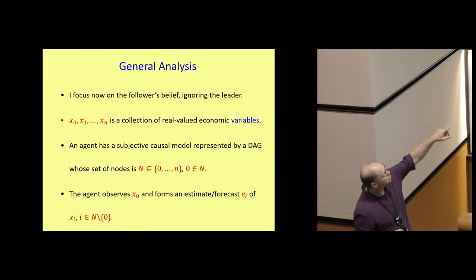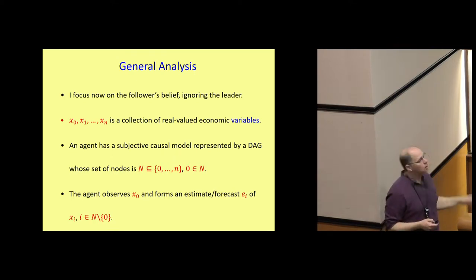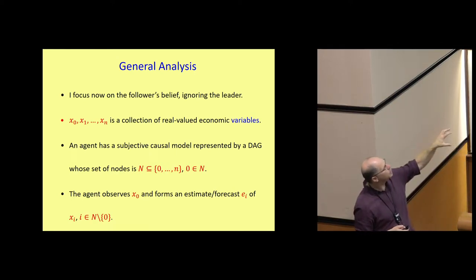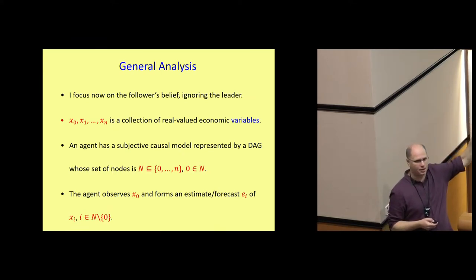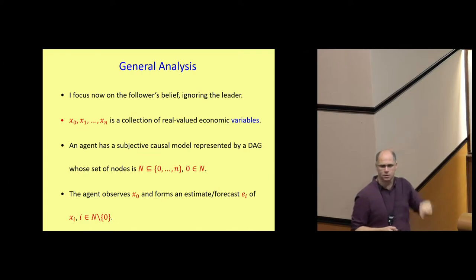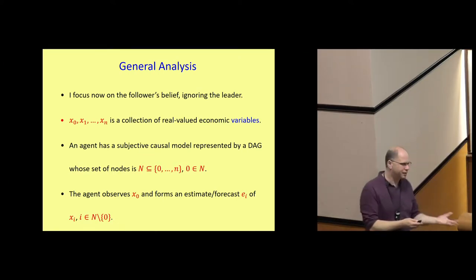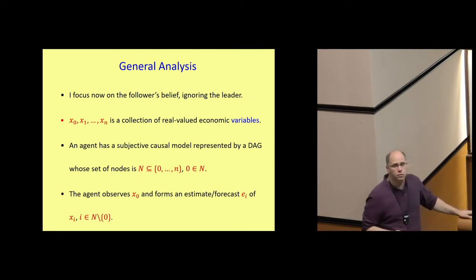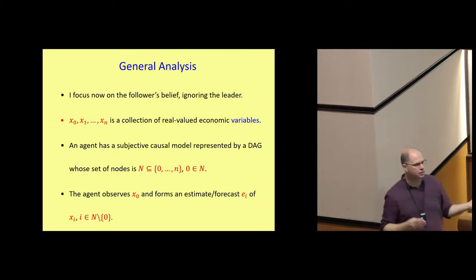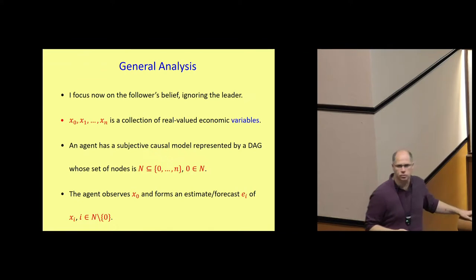So the agent is going to have some subjective causal model represented by a DAG. The set of nodes of the DAG is some subset of N, capital N. Capital N is the set of the names, or indices, or labels of the variables. So you may omit some of the variables, but not the variable that you observe. So if I observe a variable, it's in my model. So I get to see x0, and I form an estimate, ei, of some other variable i. For example, I see a central bank announcement, and form a forecast of inflation.